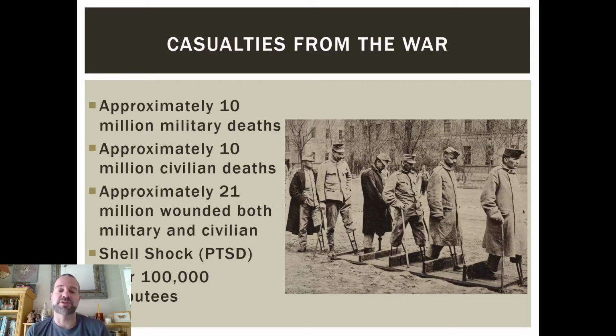Also coming out of the war is over 100,000 amputees. This picture here is people learning to walk with what were prosthetic limbs at the time. And again, that's something else that obviously has improved very much from this time period.